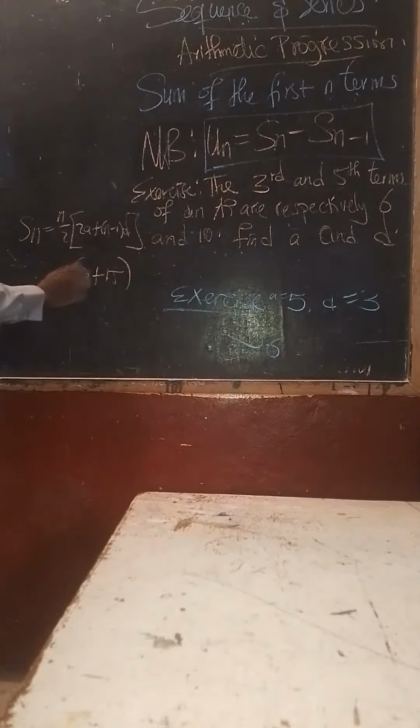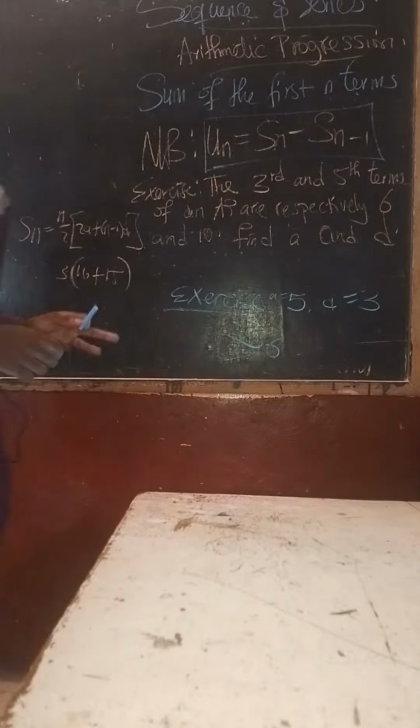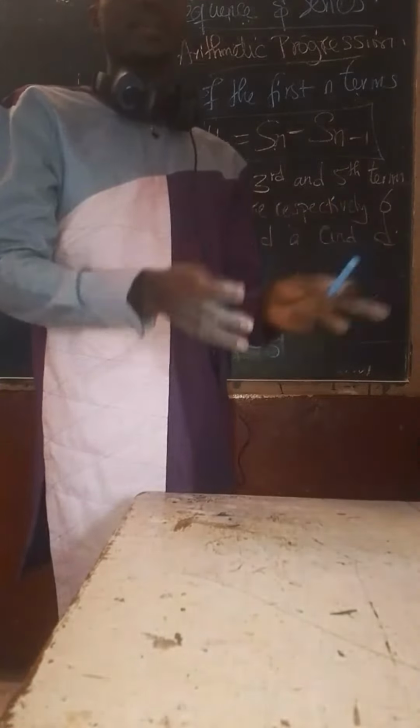So you have 10 plus 15, 25. 25 times 3. What does it give you? 75. Right? So S6 is what?